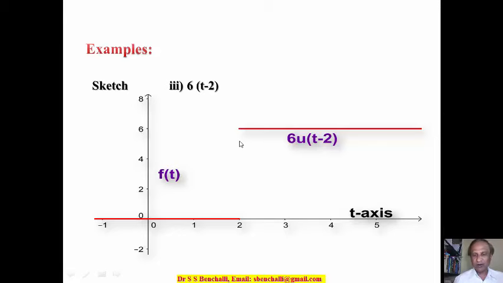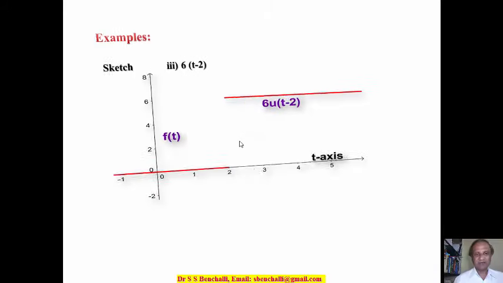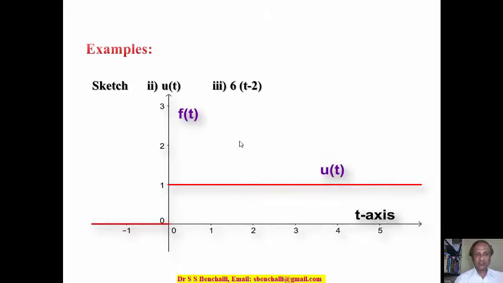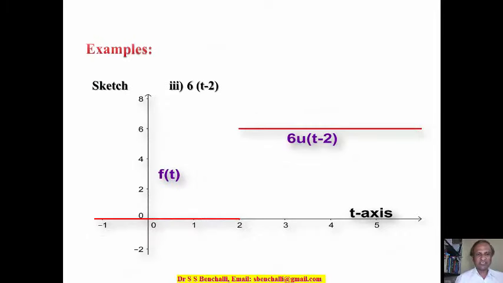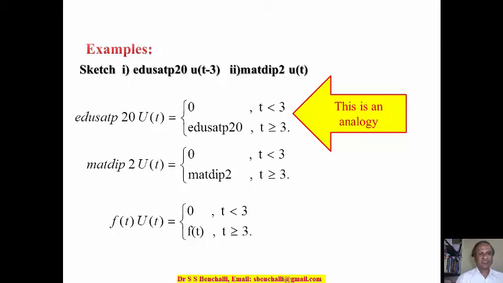That is the difference between u of t and 6 times u of t minus 2, or 6 times u of t minus 2. Is it clear? Okay, now we have defined 6 times u of t minus 2, right?